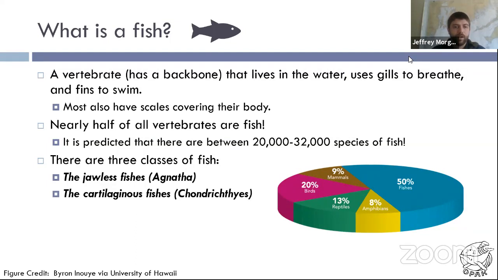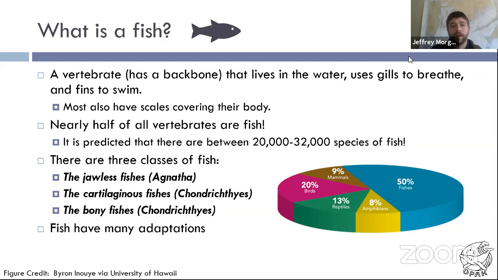And we have the cartilage fish. These are our sharks and rays and skates. And then we have the bony fish, which account for about 95% of all the fish in our ocean, both freshwater and saltwater. When you say fish, this is usually what people are referring to. So your salmon, your tuna, your goldfish, they're all in this category.